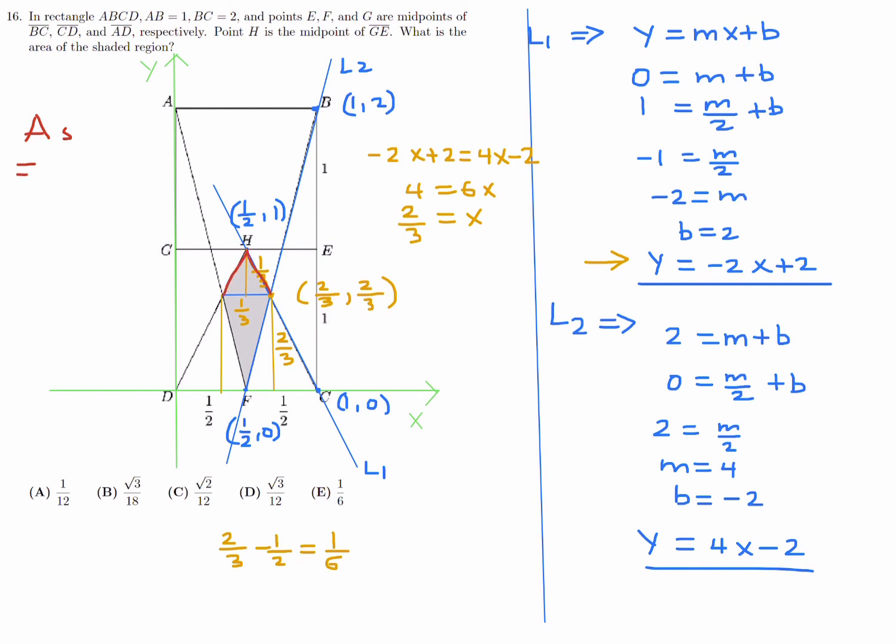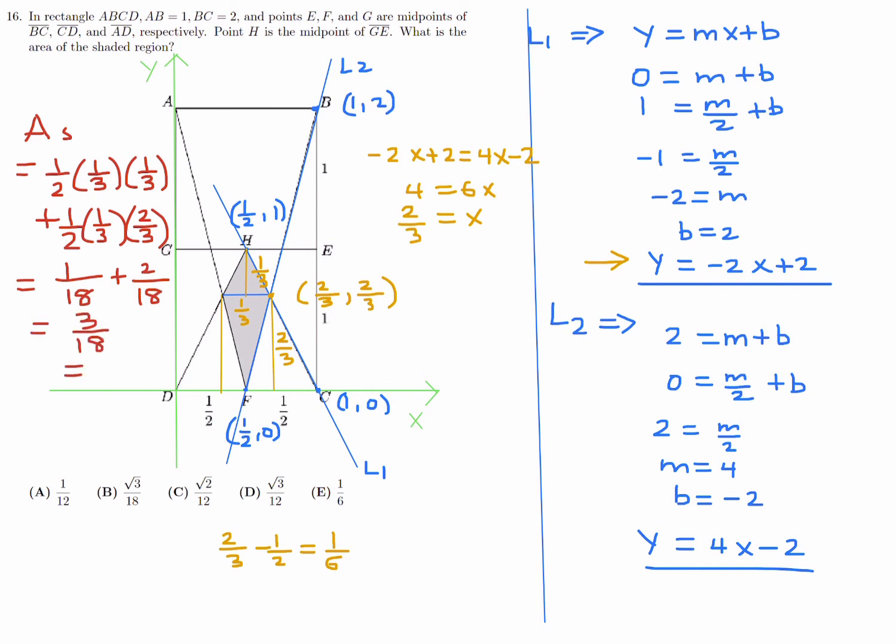The first triangle, which is that small guy, plus the big triangle, which is down here, bigger triangle. So it's 1/2 base times height for the small guy. So the base is 1/3 and the height is 1/3. And then the larger one, it's 1/2 base times height. The base is also 1/3, but the height of that is 2/3. So that gives me 1 over 18 plus 2 over 18, which is 3 over 18. And then in lowest terms, that's 1 over 6. So number 16, the answer is E.